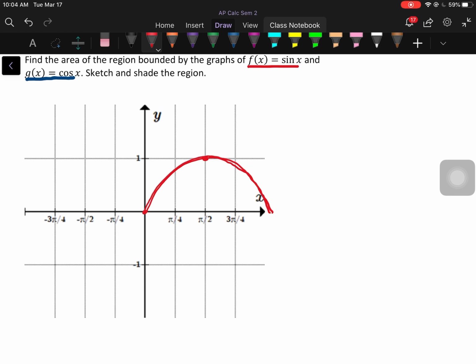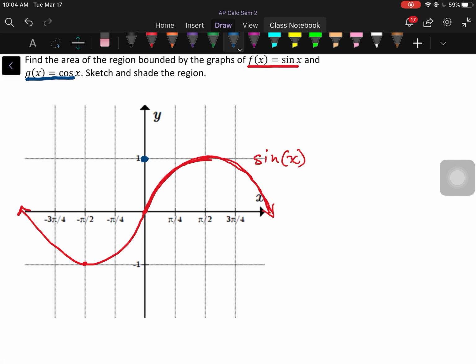So there's the first function in red. And so the same thing's going to be on the other side, just negative. So there's sine of x. I was not paying close enough attention to my x-axis labels.